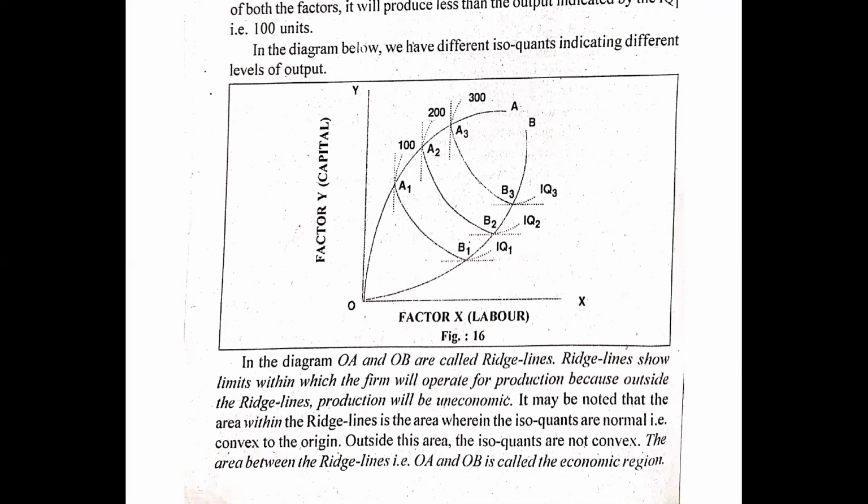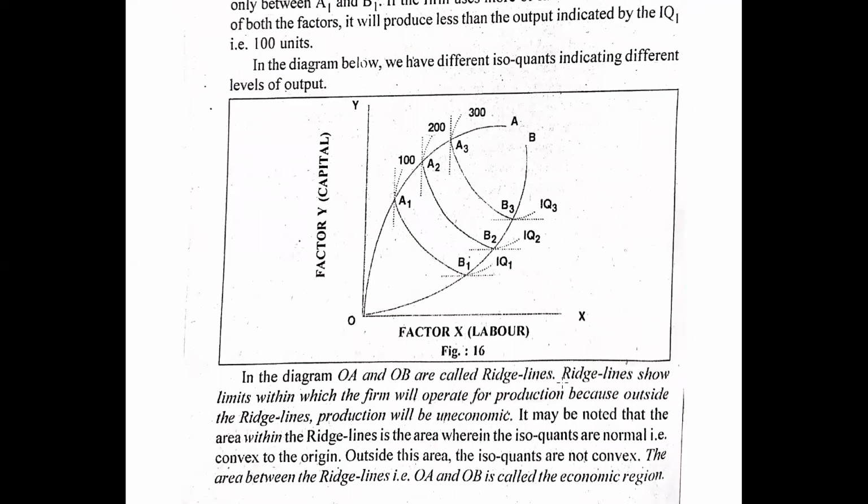The area between the ridge lines, that is OA and OB, is called the economic region. So in this area, from A1 B1, from A2 B2, this area will be suitable for any company or any firm to do the production. But beyond this area, meaning beyond OA and OB, it will be an unfavorable situation for the company to do the production, because there will be no convex line of the isoquants in the diagram.